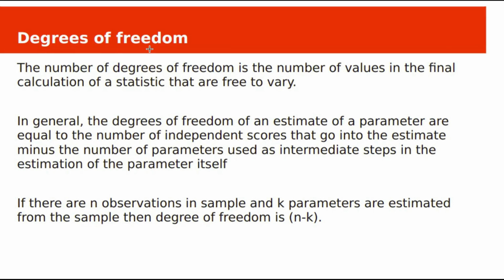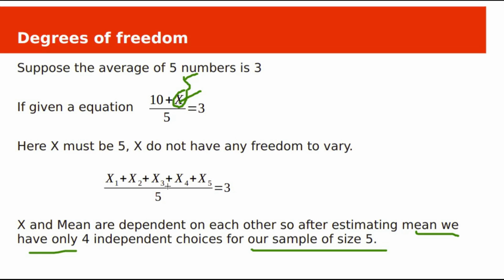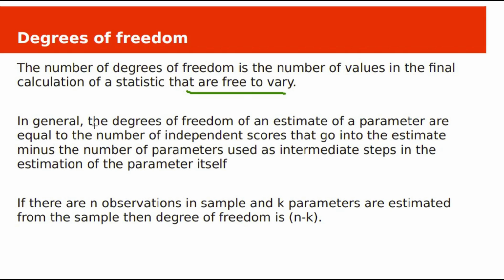Let's see the definition. The number of degrees of freedom is the number of values in the final calculation of a statistic that are free to vary. In this case, the degrees of freedom is 4. Here the degrees of freedom is 0. In general, the degrees of freedom of an estimate of a parameter are equal to the number of independent scores that go into the estimate minus the number of parameters used as an intermediate step in the estimation of the parameter itself. Means suppose you have n observations and you used k parameters, then degrees of freedom will be n minus k.